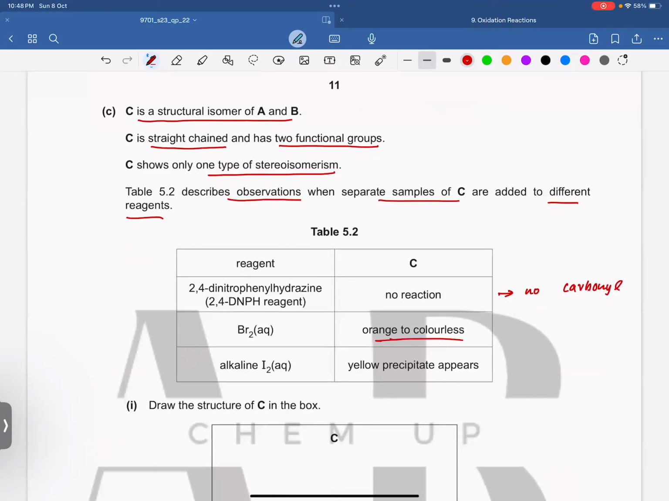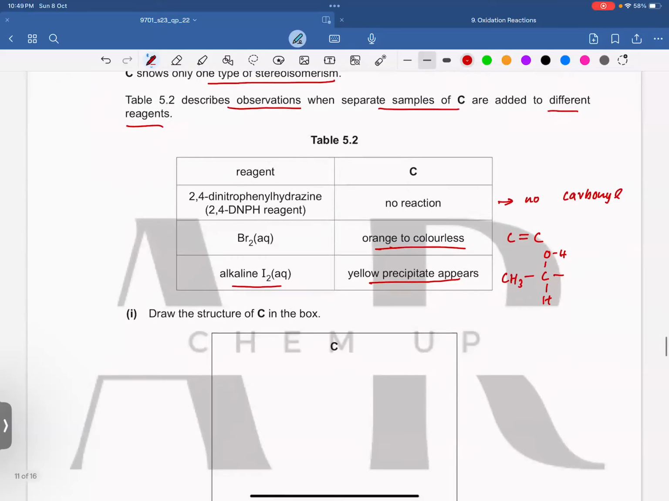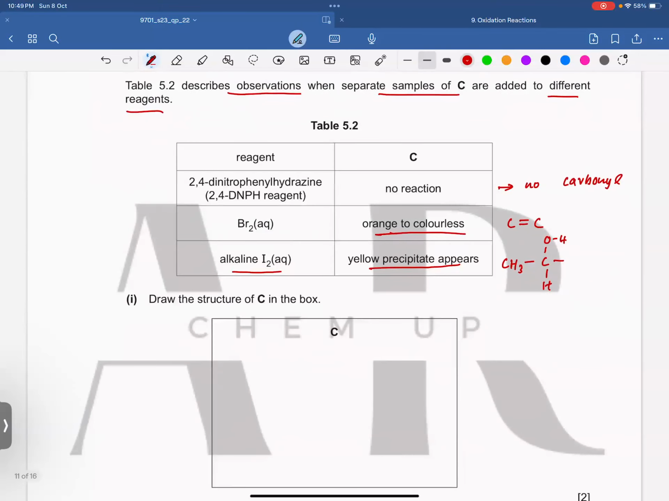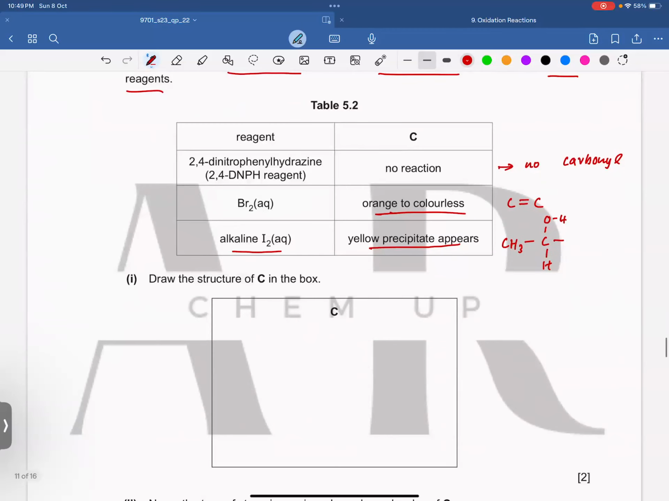With bromine, orange to colorless means a carbon-carbon double bond is present. With aqueous alkaline iodine, yellow precipitates are formed. So it means that here CH3 is bonded adjacent to a CHOH group. Draw the structure. Okay, so if we got that it has this structure, right?